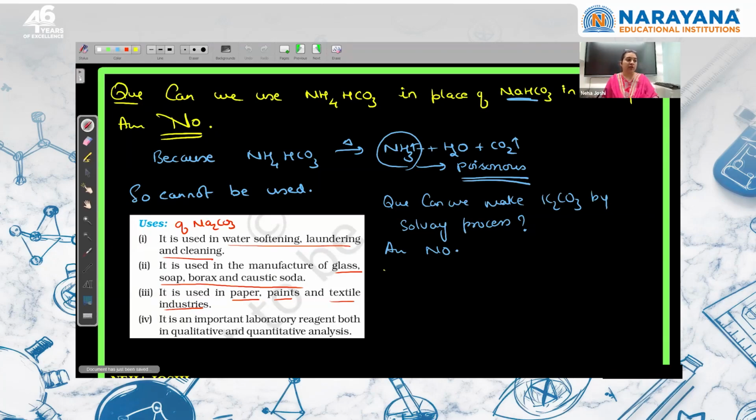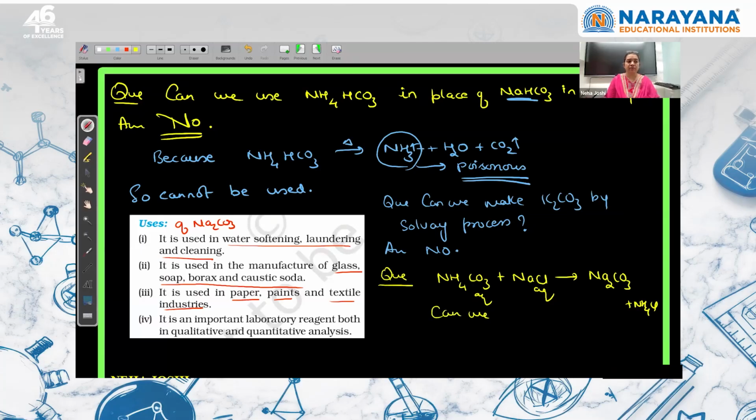One more question. What if I add ammonium carbonate and NaCl? Can I get Na2CO3 by this method? Okay, the way the brine was added, directly if I had ammonium carbonate and NaCl, can we use this method? What do you say? Can we use this method?